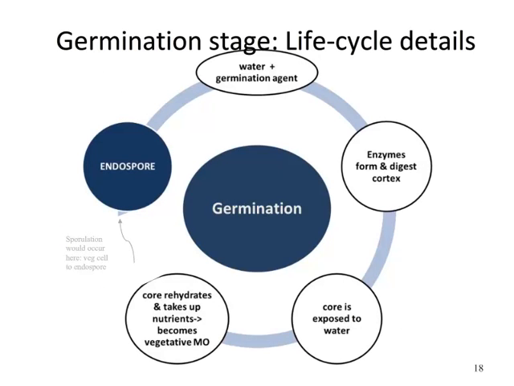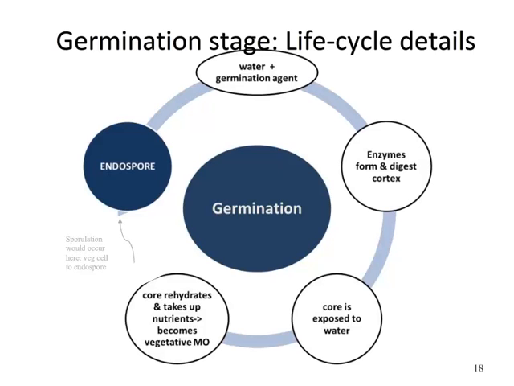Because germination is the formation of a vegetative cell from an endospore, let's start with the endospore. It's the dark blue circle in the 9 o'clock position on this diagram. And if you follow around clockwise in the circle, you can see the stages of the formation of a vegetative cell from an endospore, the stages of germination.